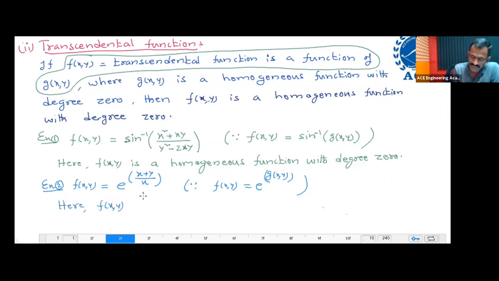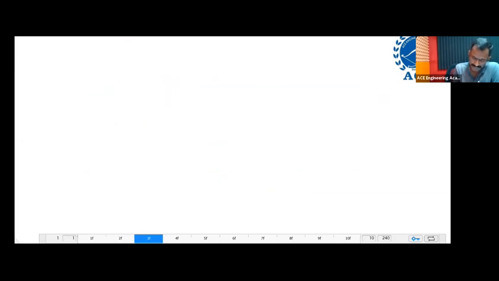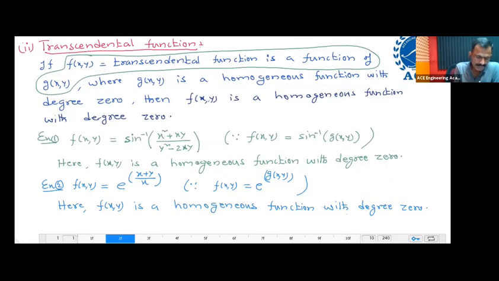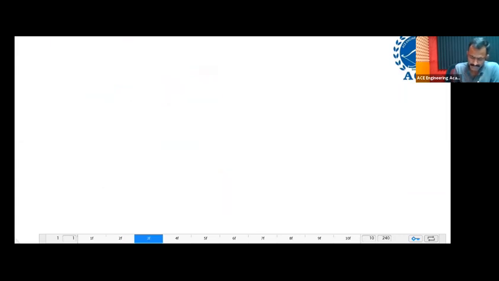Here f of x comma y is a homogeneous function with degree 0. Example number 3.